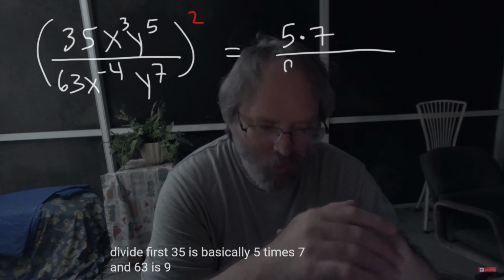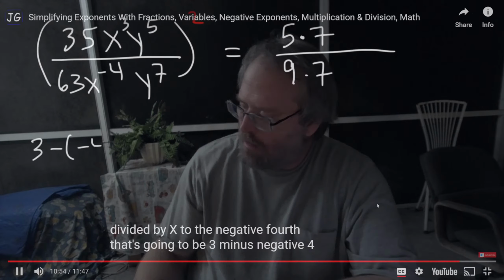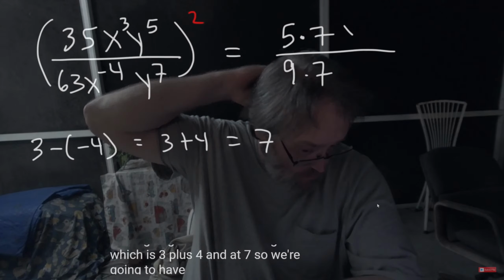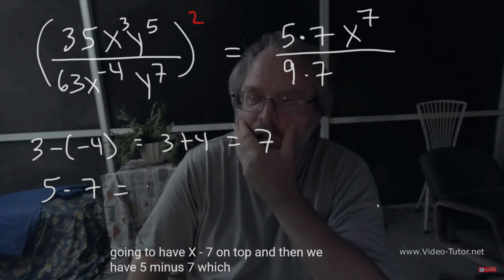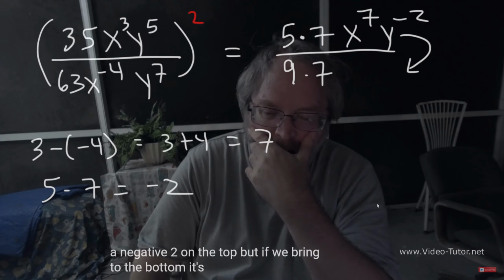Now x to the 3rd divided by x to the negative 4. That's going to be 3 minus negative 4, which is 3 plus 4, and that's 7. So we're going to have x to the 7 on top. And then we have 5 minus 7, which is negative 2. It's negative 2 on top, but if we bring it to the bottom, it's going to be positive 2 on the bottom. So let's go ahead and do that. And this is still raised to the 2nd power.